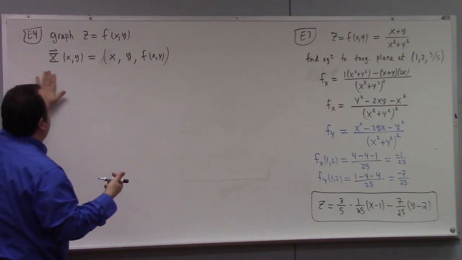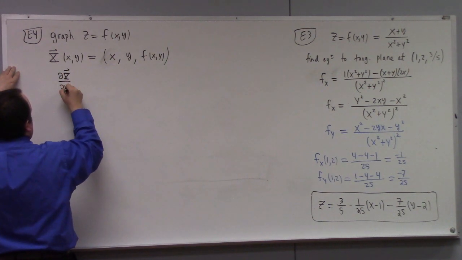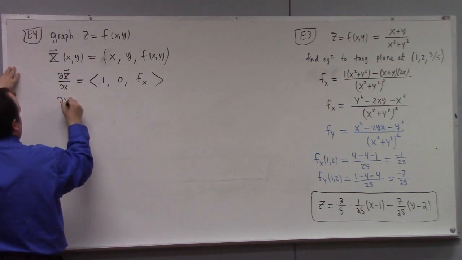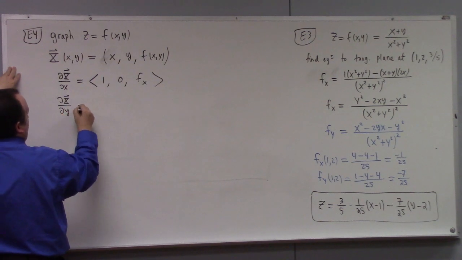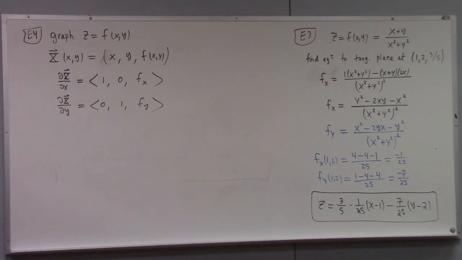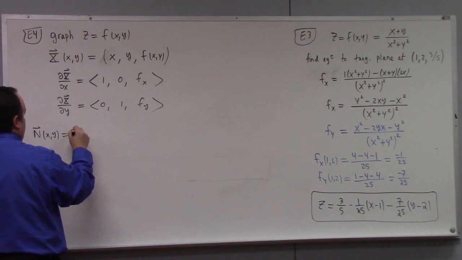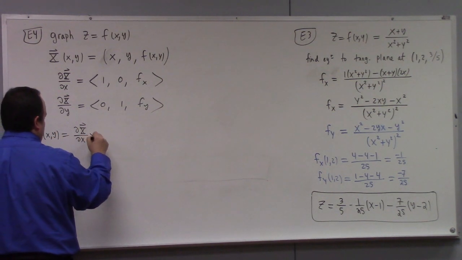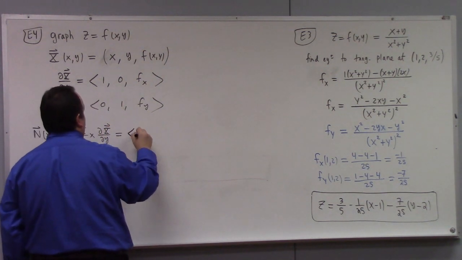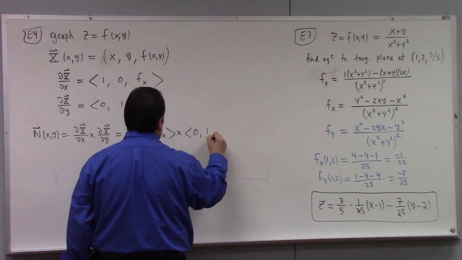The viewpoints are comparable. Now, if we calculate the partial velocities here, partial x, what do we get? We get 1, 0, fx, yeah? And if we calculate partial y, what do we get? We get 0, 1, fy, right? And so if we calculate the normal vector field, n of xy equals partial x cross partial y, what do we get? We get 1, 0, fx crossed with 0, 1, fy.